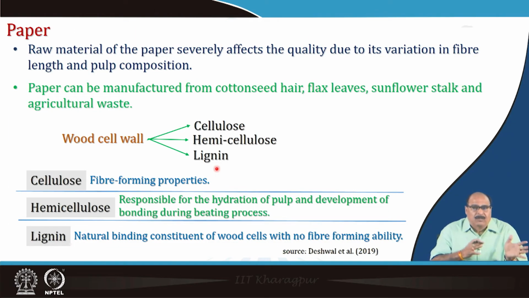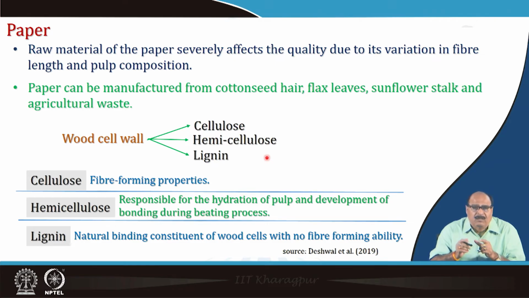Okay. So, now the paper is another material, that is the raw material of the paper severely affects the quality of the final package due to its variation in the fiber length and pulp composition. Paper can be manufactured from cotton seed, hair, flax leaves, sunflower stalk, and even agricultural waste. So, basically the wood cell wall consists of cellulose, hemicellulose and lignin, and all these provide certain properties, they are useful in making the paper.